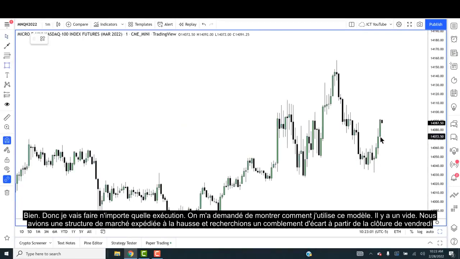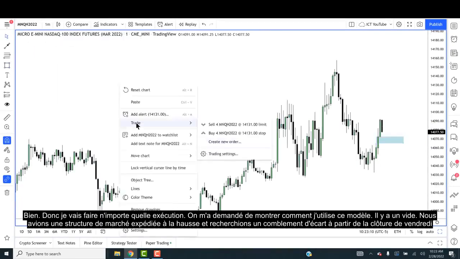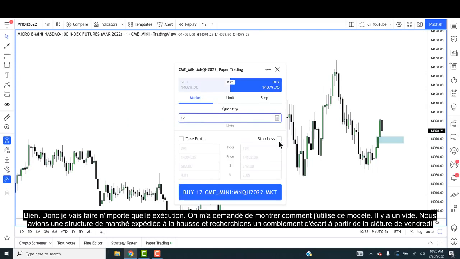Alright, so I'm going to do an execution. I got requested to show how I use this model. Fair value gap there, we had a market structure shift to the upside. I'm looking for a gap fill from Friday's close.